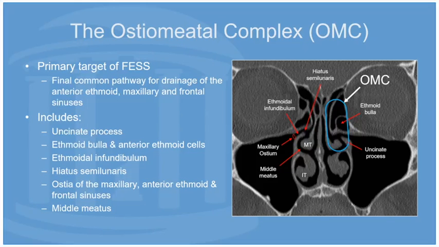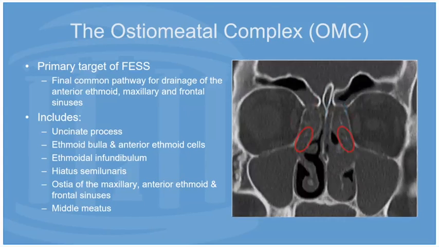The primary target in the vast majority of FESS procedures, of course, is going to be the Ostiomeatal Complex, or OMC, the anatomy of which has already been covered in detail previously, so I'm not going to spend any time reviewing it today. The main point to emphasize, though, is that the OMC represents the final common drainage pathway for the maxillary, the anterior ethmoid, and the frontal sinuses, and as a result, even a relatively small amount of inflammation in the OMC can lead to disease involving all three of these sinuses.